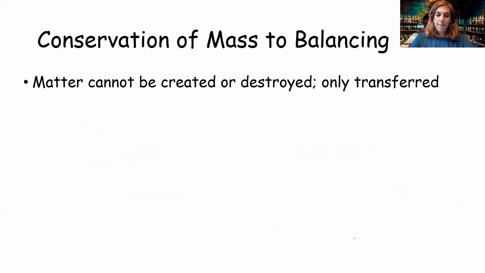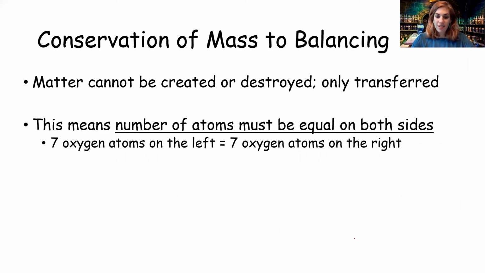Just to recap, matter cannot be created or destroyed, only transferred. This means that in addition to the masses being equal on both sides of the reaction, the number of atoms for each element also have to be equal. So what that means is if I have 7 oxygen atoms on the left side of the arrow, then I have to have a total of 7 oxygen atoms on the right as well.